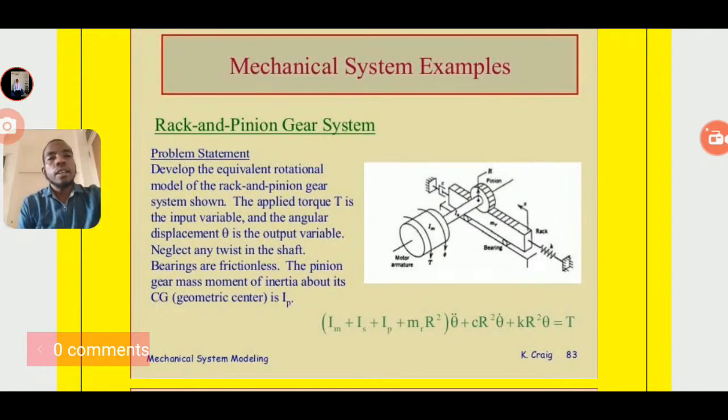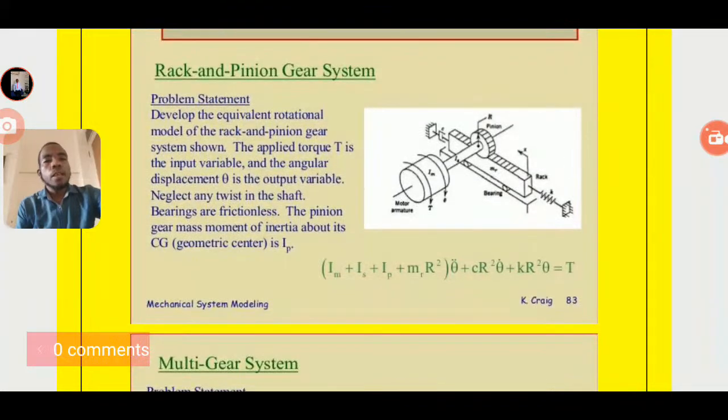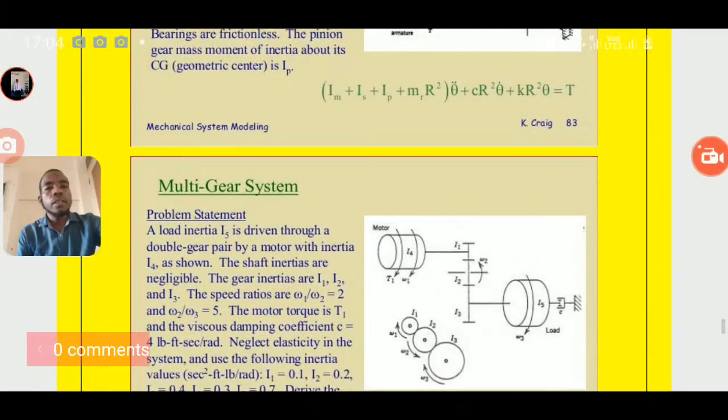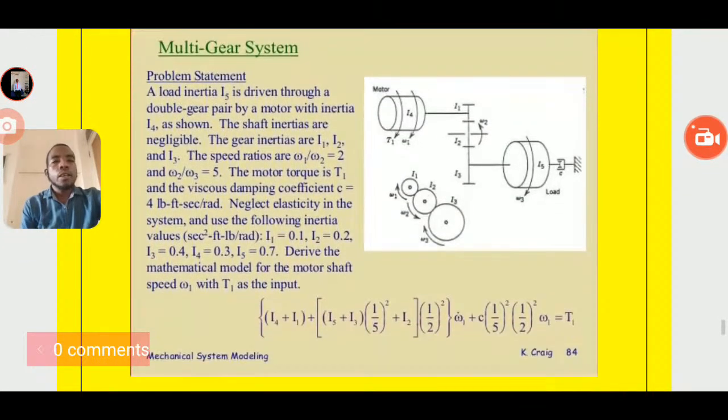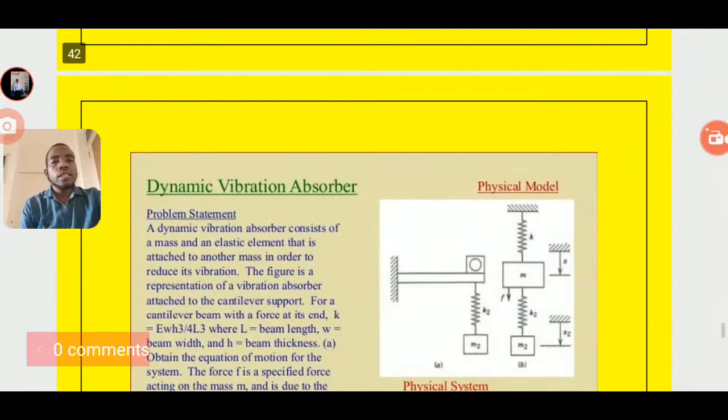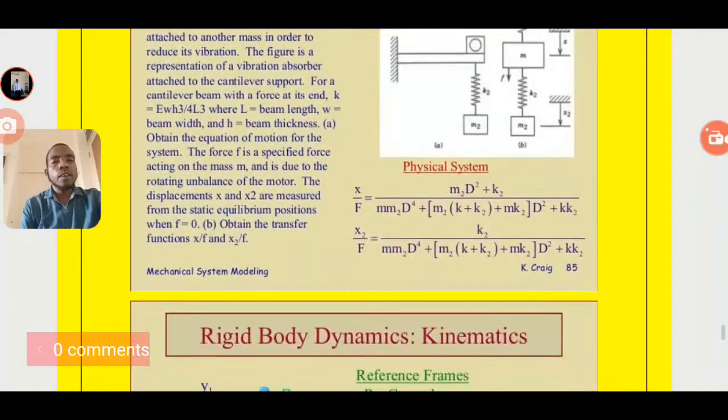Next are mechanical system examples. This is the rack and pinion gear system. Here the other is the multi-gear system. These are all examples. The other is the dynamic vibration absorber. This is also another example.